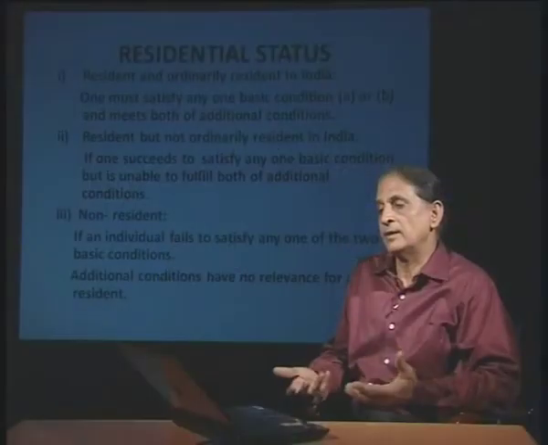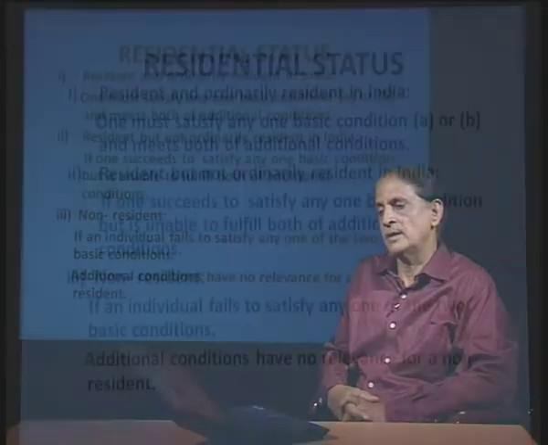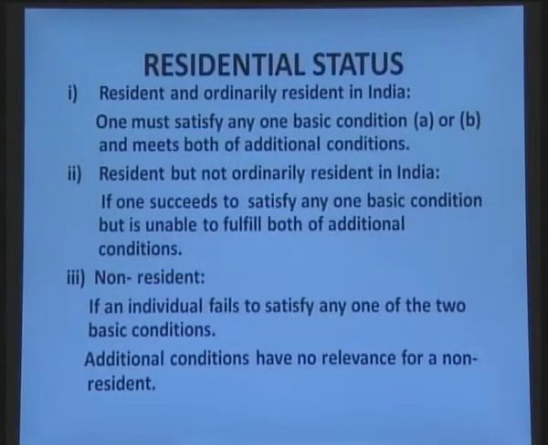How can we determine the residency status of an individual? So far as an individual is concerned, he is considered as resident and ordinarily resident in India only when the person is in a position to satisfy any one of the basic conditions and at the same time he fulfills both of the additional conditions. But he is regarded as resident but not ordinarily resident in India if he succeeds in satisfying only one basic condition, but is unable to satisfy both of the additional conditions.